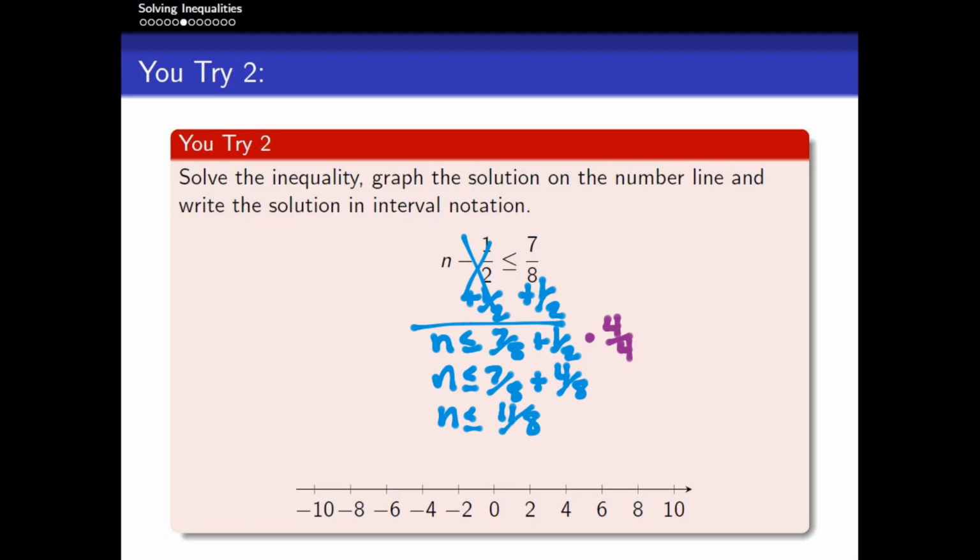In set builder's notation, that's going to look like all the numbers from negative infinity all the way up to and including 11/8. And on my graph, that's going to be a dot slightly closer to 2, with our arrow pointing all the way down towards negative infinity.